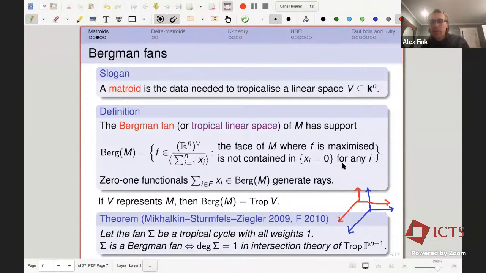Well, by the tropical Bézout's theorem, the degree of the blue thing is the number of intersection points of the blue and the red thing. If the red thing is a generic translated tropical line here, there is 1 intersection point, so the blue thing has degree 1. So using tropical intersection theory in this way, you can say that tropical linear spaces have degree 1 in this tropical intersection theory.